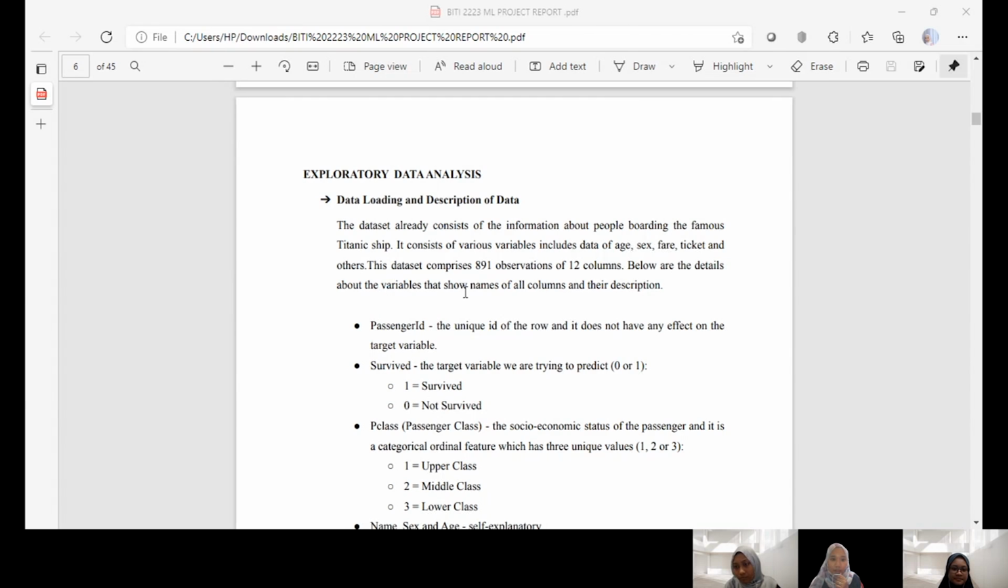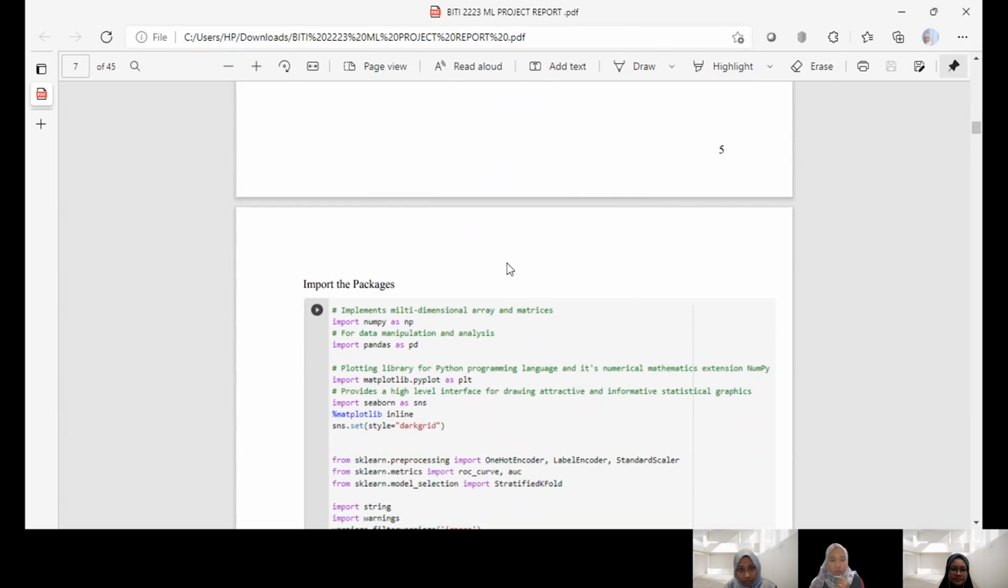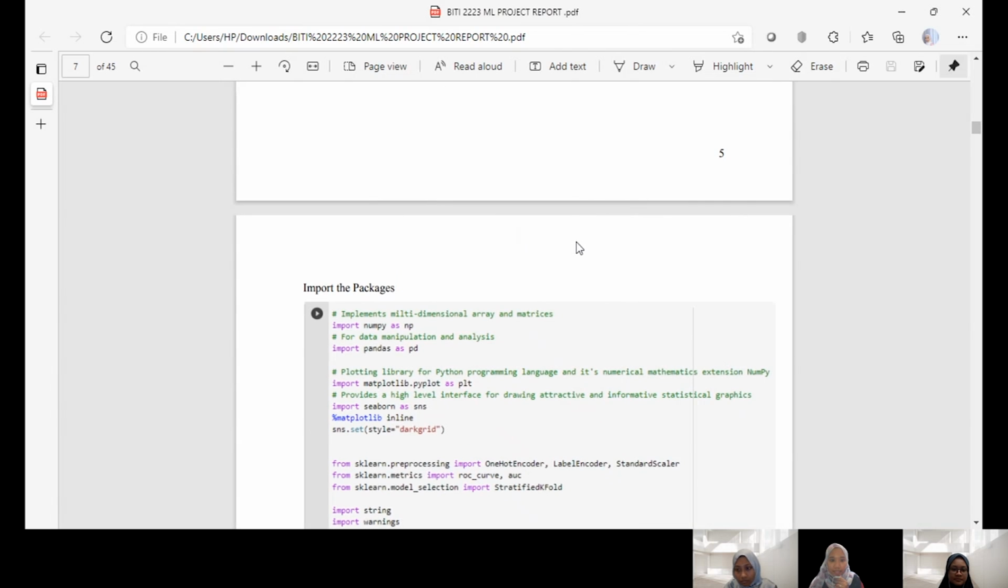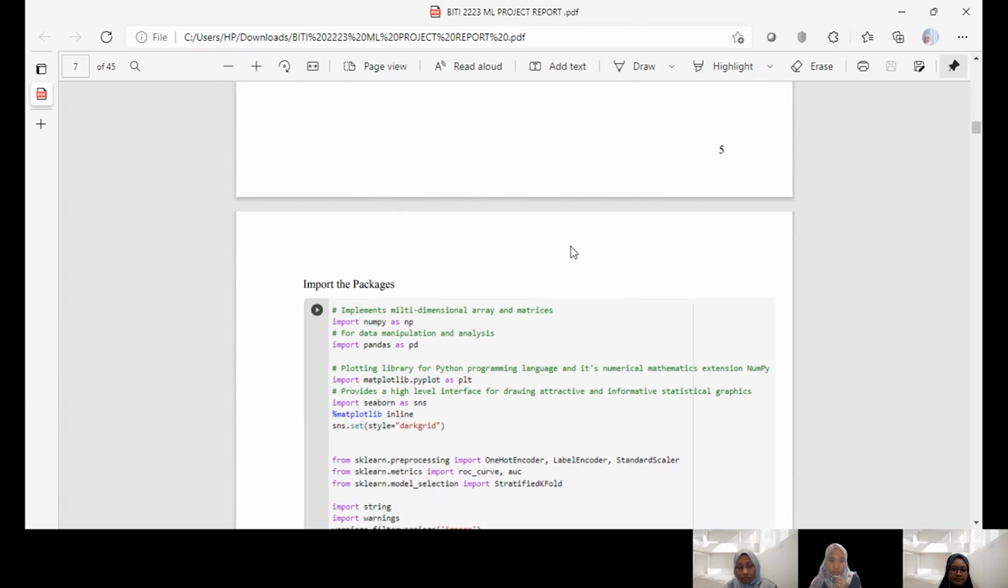Okay, we have exploratory data analysis, where we need the data loading and description of data. The dataset consists of information about the people aboard the famous Titanic ship. It contains variables including age, sex, fare, ticket, and others. We will implement this dataset in the Python language.